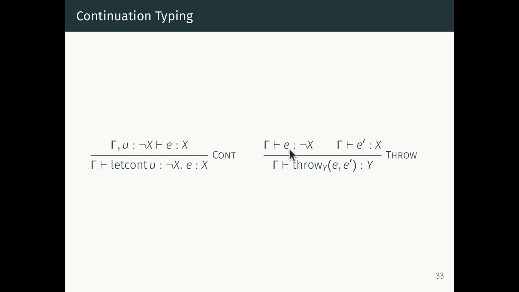So what we're saying is, if we have a proof of not x and we have a proof of x, that's a contradiction. And from contradiction, anything follows. So we can give it an arbitrary type y. And so letcont says, I'm trying to prove x, so I'll assume not x. And if I'm ever able to derive a contradiction, I'll immediately be able to get the x that I wanted.